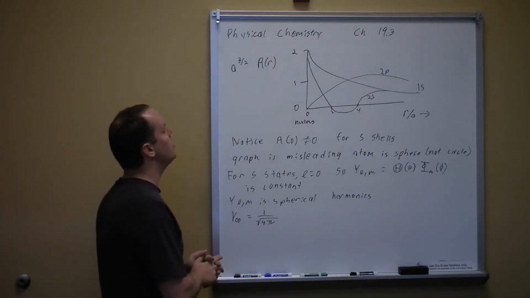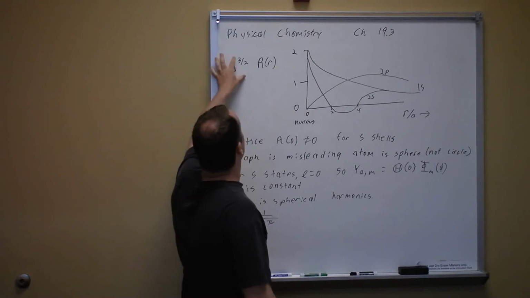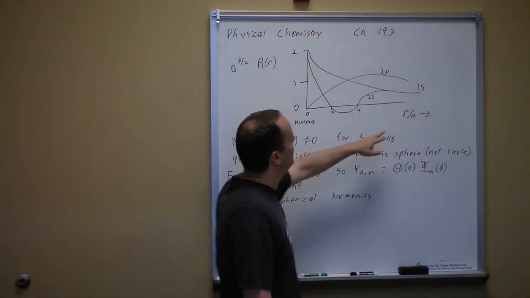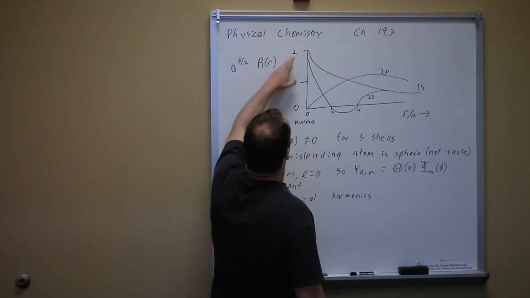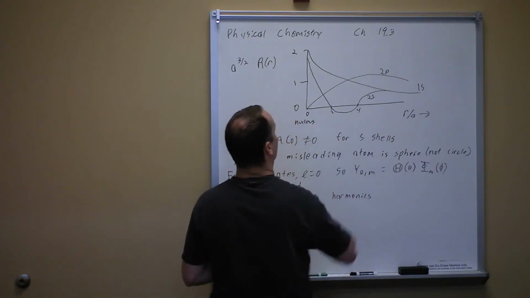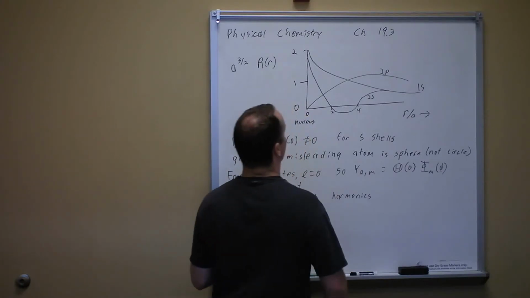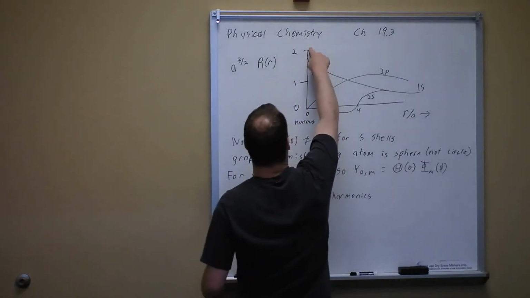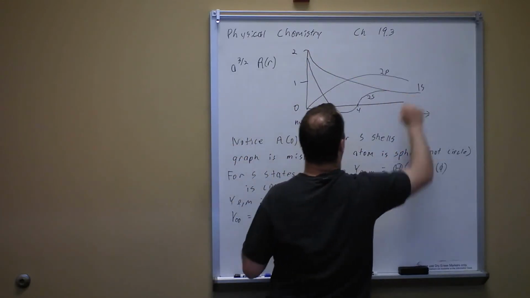Continue on physical chemistry, chapter 9, section 3. So here we've graphed a to the 3/2 times R of r against r divided by a, just to simplify. Notice the vertical axis just goes 0, 1, 2, and 0, 2, 4. So the nucleus is at r equals 0, obviously. For a 1s shell, you get the highest value at the nucleus and then it comes down.